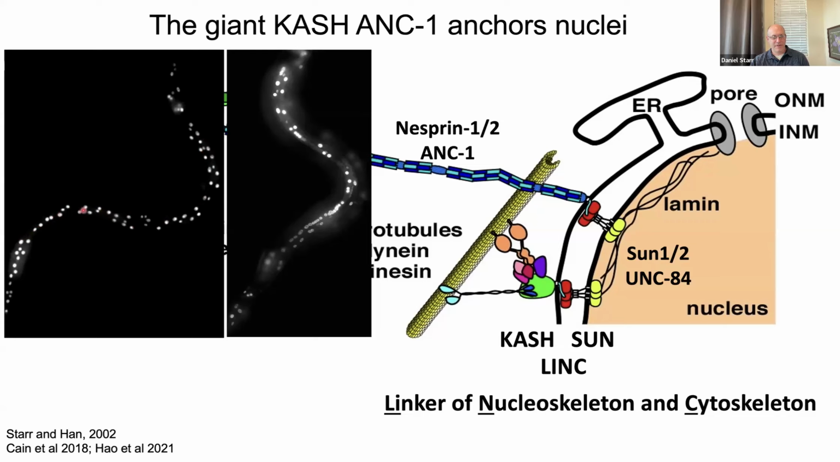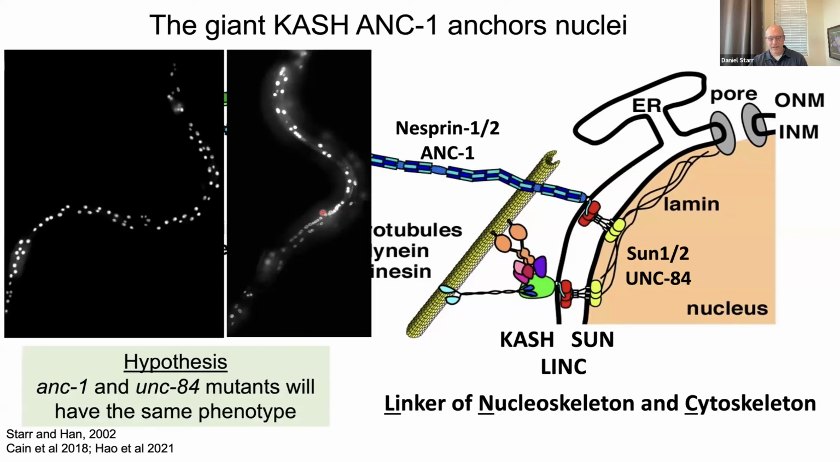And as you can see in wild type, these nuclei are very evenly spaced apart. And as the worm moves around and crawls, these nuclei will move around a little bit, but they stay in their place and they stay evenly spaced apart. In an ANC-1 mutation, so you get rid of this giant KASH protein, you can see the nuclei cluster. They're no longer anchored in place, and they can move back and forth as the worm moves around, and you get this clustered nuclear phenotype. And we can score this nuclear positioning defect by counting the percentage of nuclei that are touching each other and therefore unanchored.